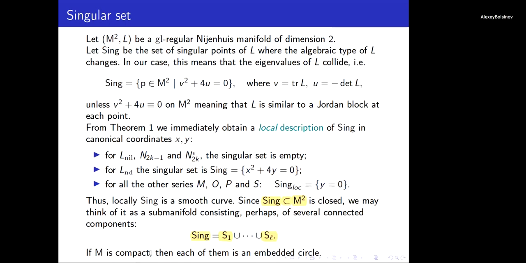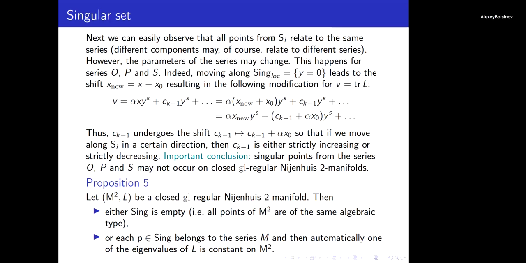Moreover, if our manifold is compact, then these curves must be closed, must be compact, and they are circles. Very nice. So the behavior of the singular set is nice. Now, if I consider just one component, let's say one circle, then all points from this circle obviously belong to the same series, either O, P, S, or M. Of course, different circles may represent different series. So each circle is associated with one particular series.